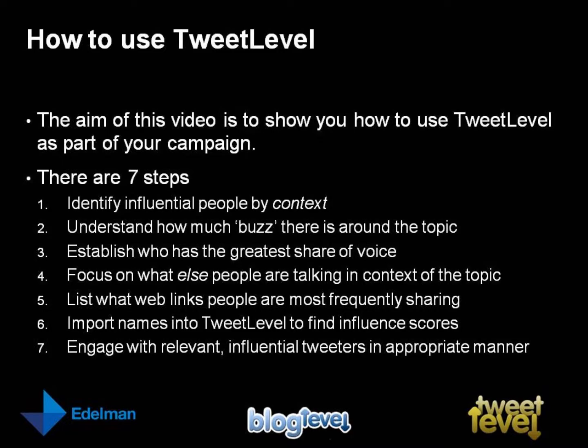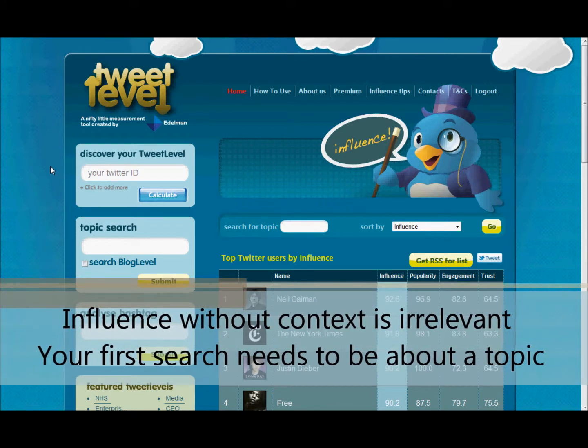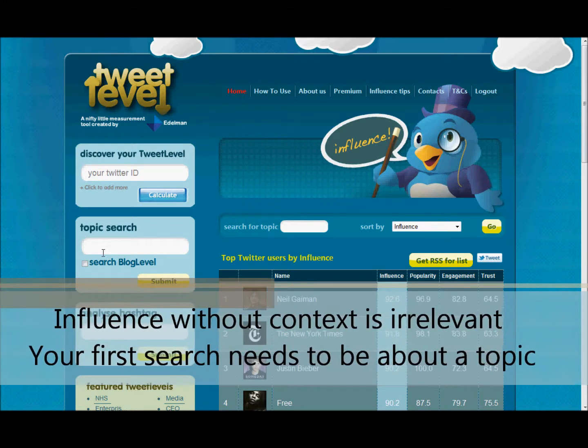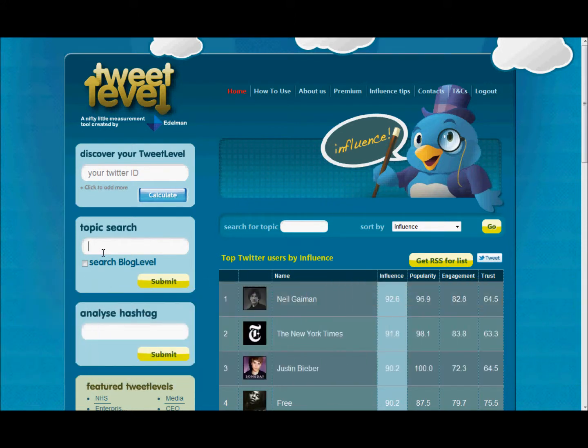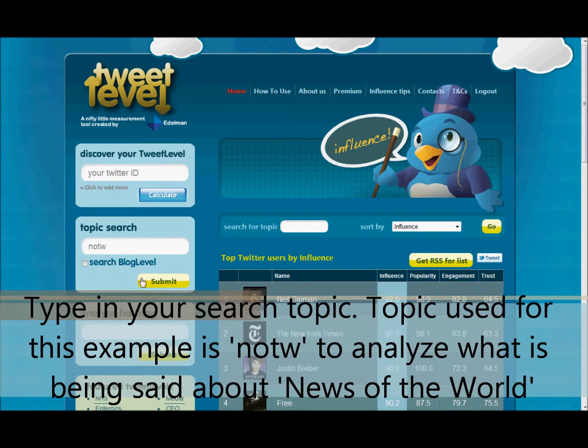The first thing you need to understand when using TweetLevel is that context is absolutely critical. There's no point in searching for influence unless you understand the topic which you're searching. So in this example, we're going to be searching about what people are saying about the News of the World. I'm going to type in the search box NOTW.